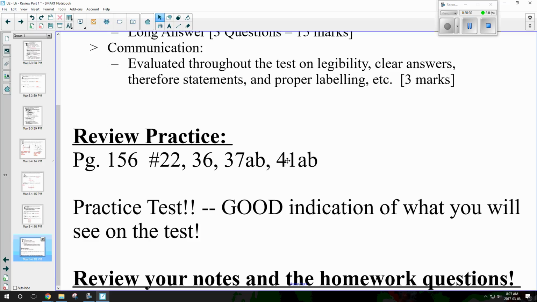There are some review practice questions in your textbook that are good questions to go over. There aren't very many in the textbook though, so I did also include a practice test that will get handed out to you. The practice test is a very good indication of the types of questions that you're going to see on your test, so please make sure you work through that practice test. If you have any questions about the practice test that you want to go over, remember you can come in at lunch tomorrow to see me before class to go over anything that you're struggling with before the test. And remember, another good indication of places to study is your notes and the homework questions that I've asked throughout the first part of this unit.